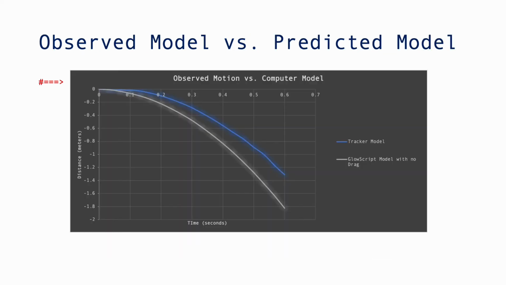In this graph, we can directly compare the model that is not considering drag with the actual observed motion, and we see that it fell considerably more and it accelerated more, as it's only taking into account the force of gravity and not the drag force.